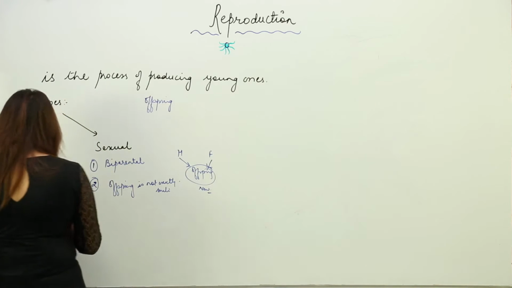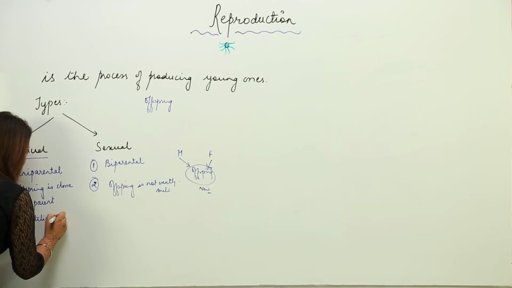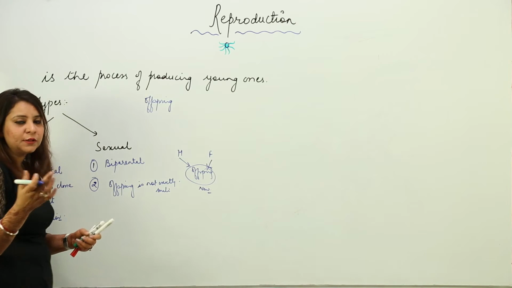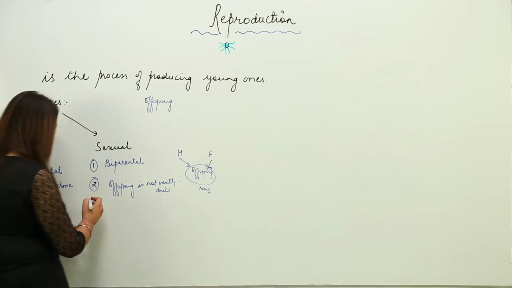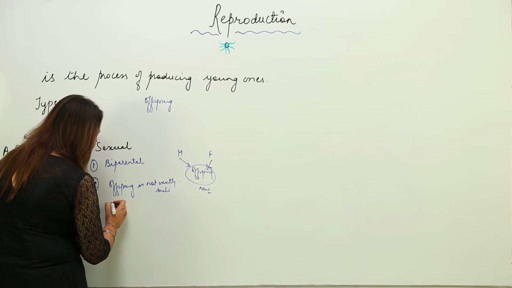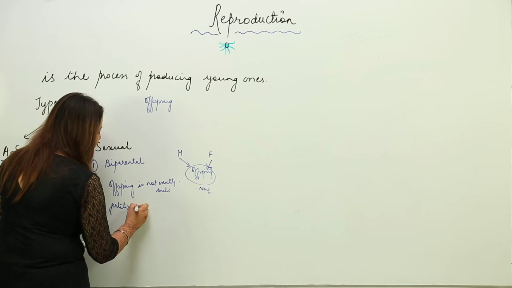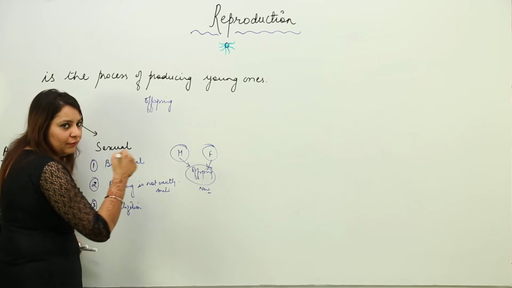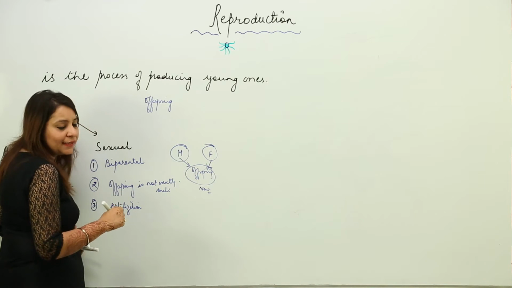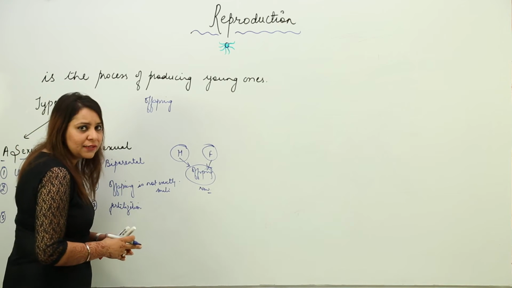In asexual reproduction, no fertilization takes place because it is uniparental, so there is no other parent with which the fusion of sperm or egg can take place. But if we talk about sexual reproduction, fertilization takes place because it is biparental. Male will release sperm and female will lay eggs, and they can fuse, and the fusion of sperm and egg is called fertilization.